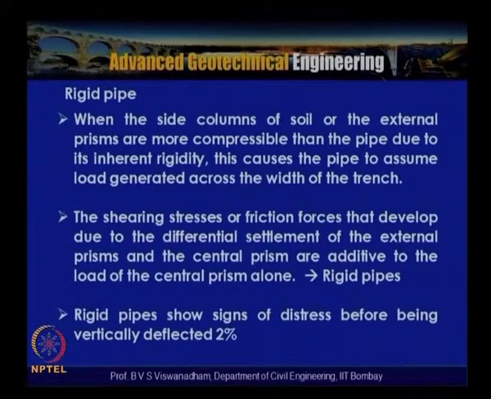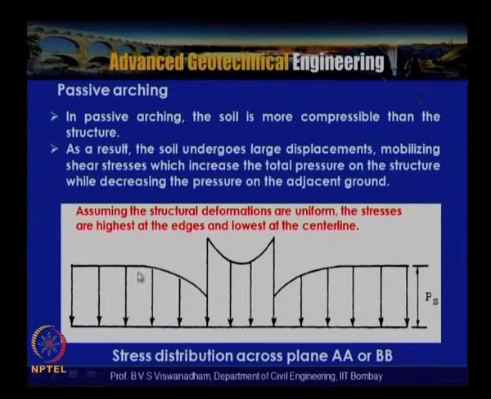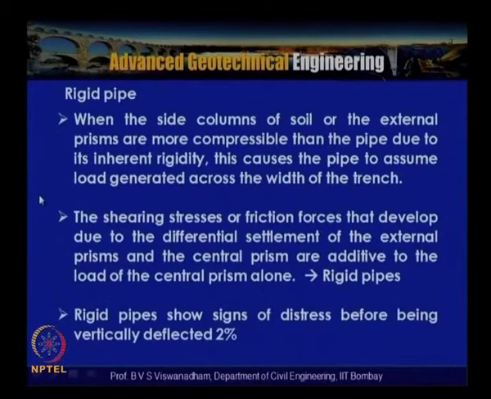Just now we have seen in passive arching that the soil is more compressible than the structure. Similarly here, when the side columns of soil or the external prisms are more compressible than the pipe due to its inherent rigidity, this causes the pipe to assume the load generated across the width of the trench. And the shearing stresses or frictional forces that develop due to differential settlement of the external prisms and the central prism of soil are additive to the load of the central prism alone. So this is defined as rigid pipe.